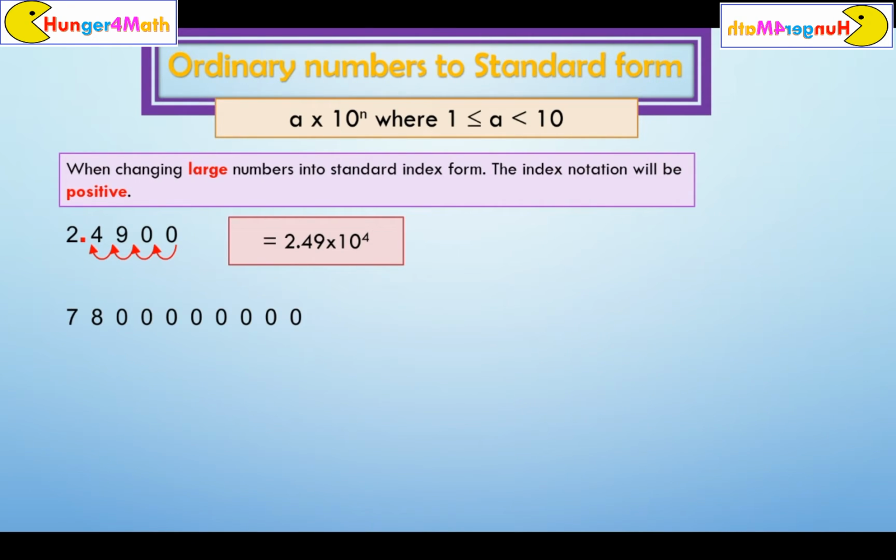Next, we have another large number. So once again, a must be less than 10 but greater than or equal to 1. In that case, we need to place the decimal point in between 7 and 8. Then from there, we're going to count again how many times we move the decimal. 1, 2, 3, 4, 5, 6, 7, 8, 9. So we move it 9 times and that will be the power or index. And our answer will be 7.8 times 10 to the power of 9.